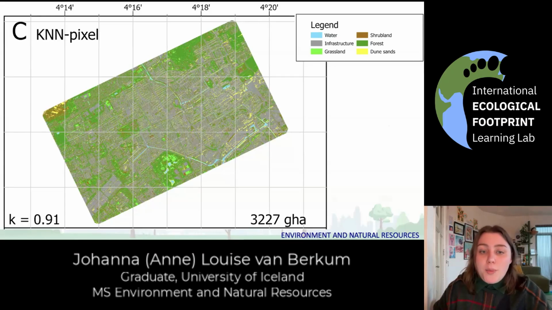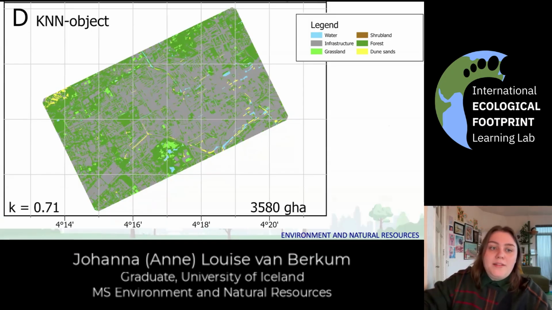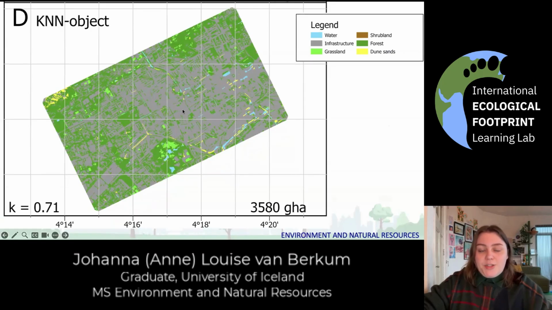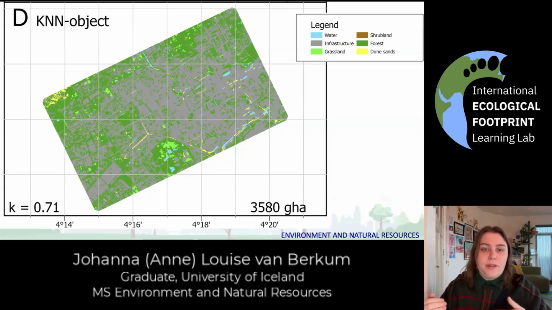Then compared to the object, so the segmented image, you can see a lot less dune sands are identified all around the city. Still correctly identified here in the corner, but seemingly from this, the segmentation, so the grouping together of the polygons, has filtered out some of the shaded areas, grouped it together with just the normal pavement or the normal buildings, and just created a more smooth image.